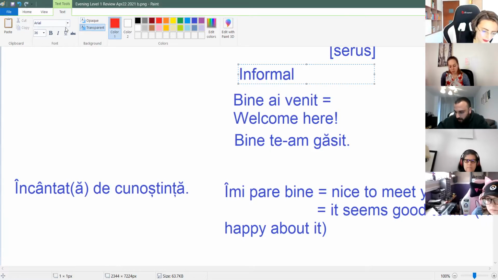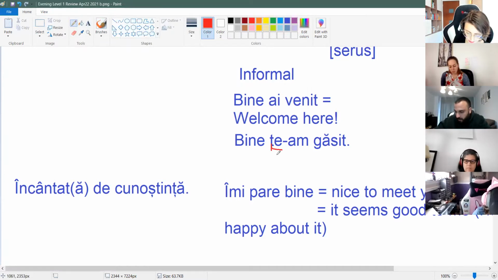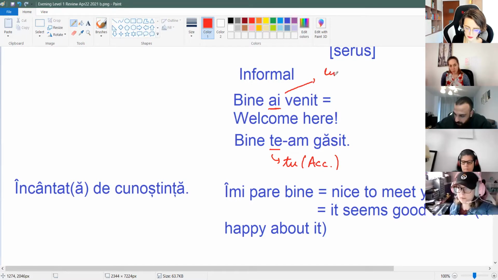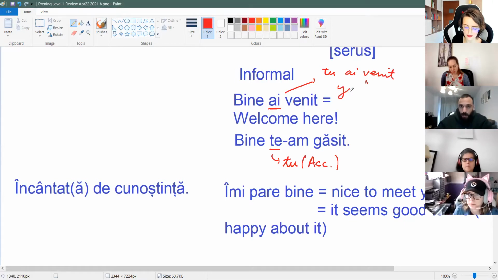So let's see. This comes from tu in the accusative case. So I found you. And this ai venit, it's tu ai venit. This is what it comes from, which means you came. And see, it's tu, which is informal, you.